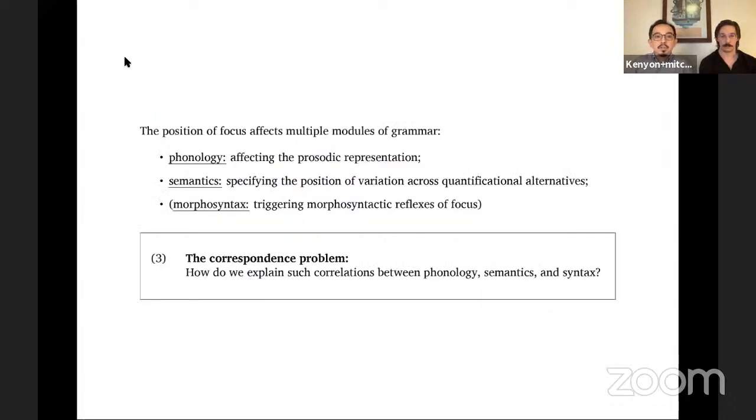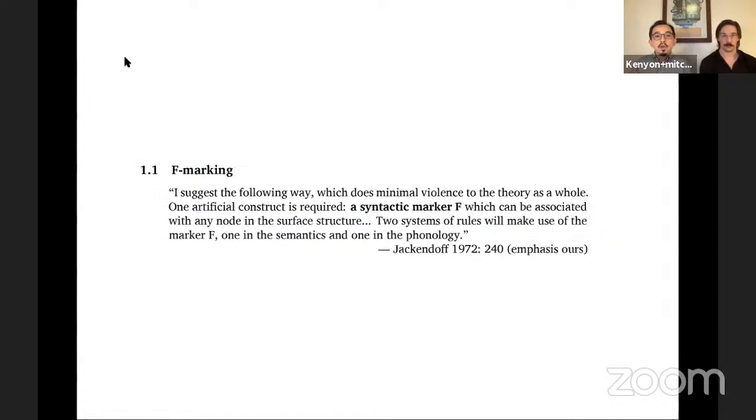So the position of focus affects multiple modules of grammar. As we saw, it affects the phonology, it affects the semantics, and as we'll see later today in detail, it affects the morphosyntax. So there's this overall problem we could ask, which is this correspondence problem. How do we explain these correlations between phonology, semantics, and syntax? So a classic approach is this idea of F marking.